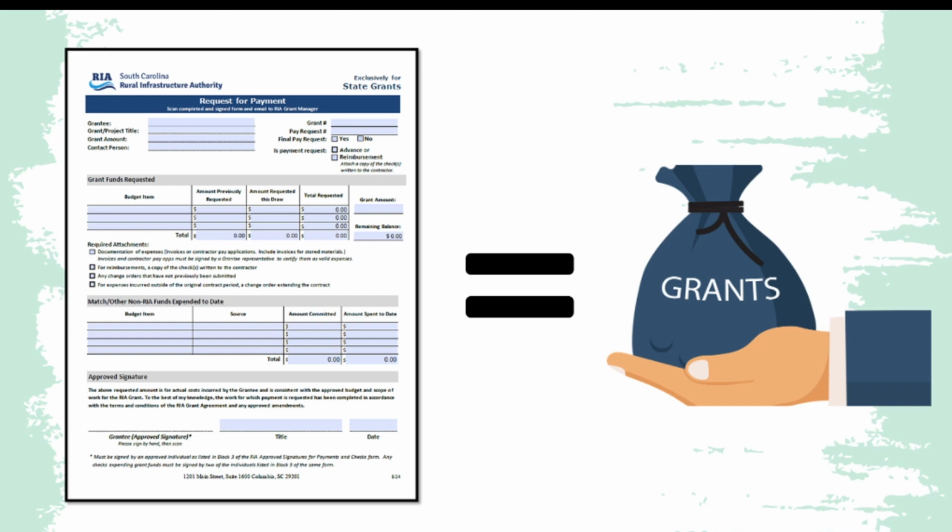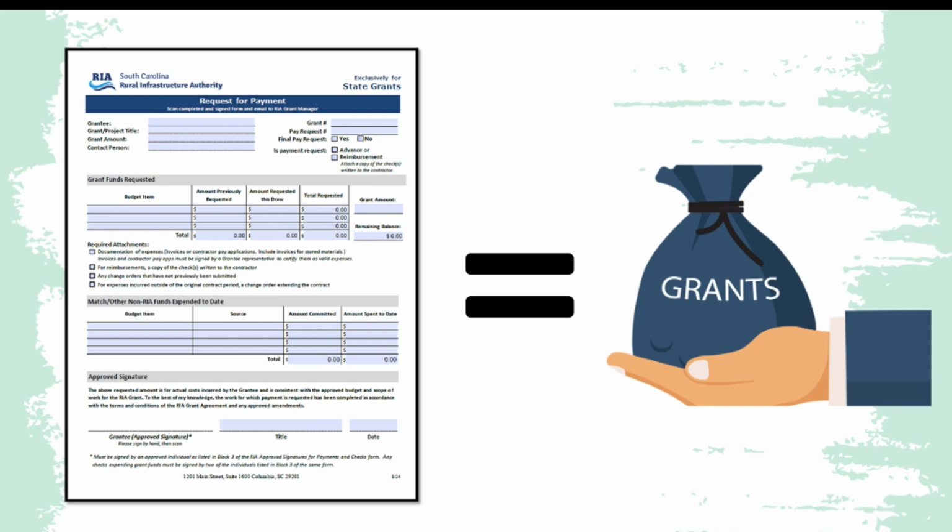For any new grantees joining us, let's start by explaining what an RFP form is and its purpose. Again, the request for payment form is used by grantees to request disbursement of grant funds, whether for a state or SCIP grant. It plays a key role in the funding process at RIA. A reminder that you can't request grant funds until other steps have been completed first.